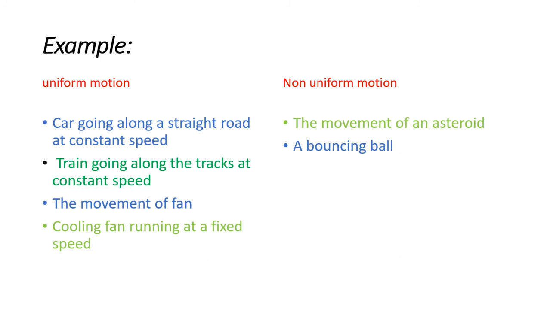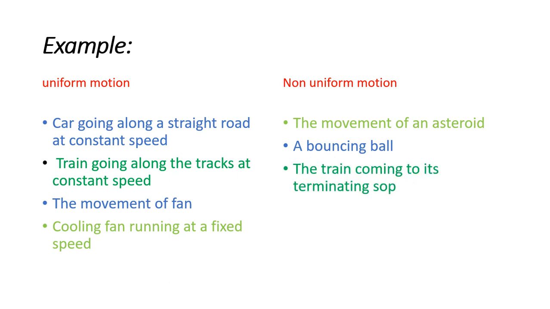Okay, so it will come down. Again it will go up. Again it will come down. The speed of the bouncing ball may increase. So it depends upon the material of the ball, either plastic or rubber. So it will cover lesser distance in the same interval of time. So this is the best example of non-uniform motion.